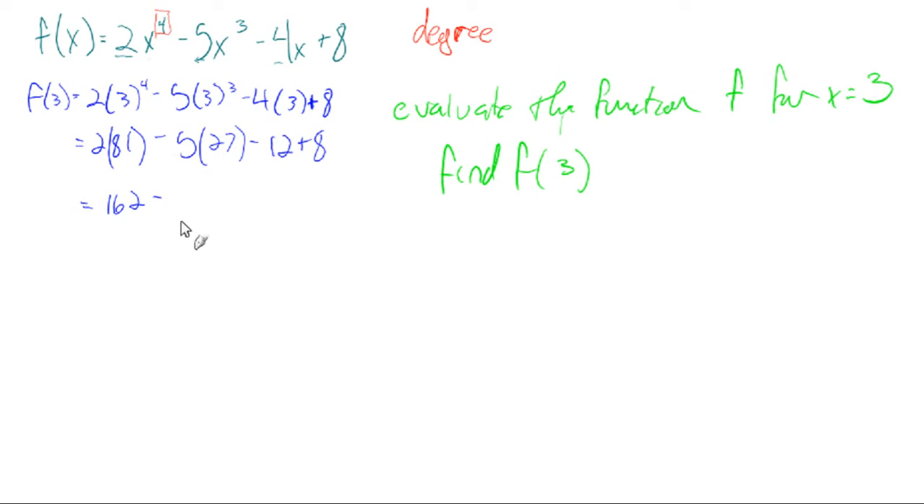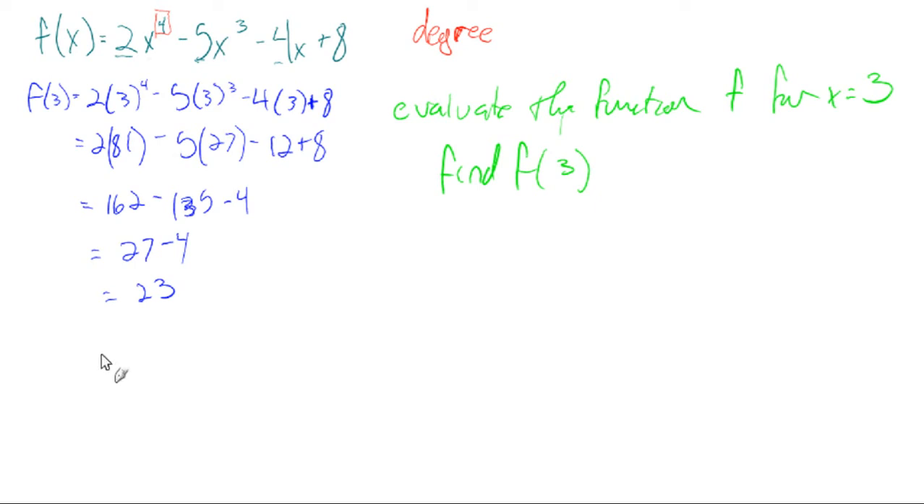Minus 5 times 27 is 135. Of course it is. That makes sense. Minus 12 plus 8. 8 minus 12 is -4. 162 minus 135, that's 27. 27 minus 4, so it's looking like 23. Let's make sure that's right. 162 minus 135, and minus 4. 23. Yes. So f of 3 is 23. That's evaluating.